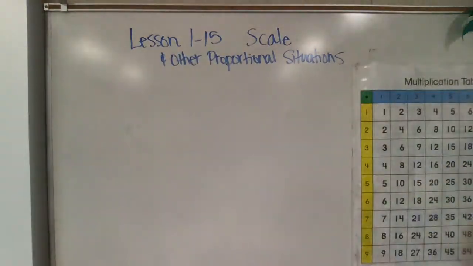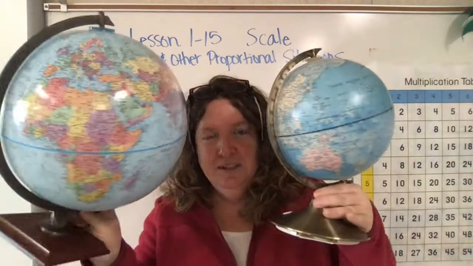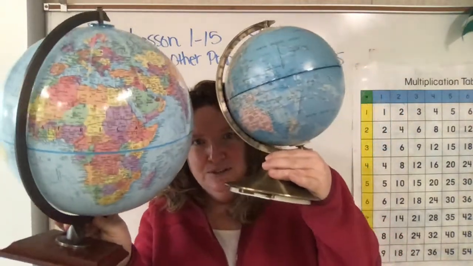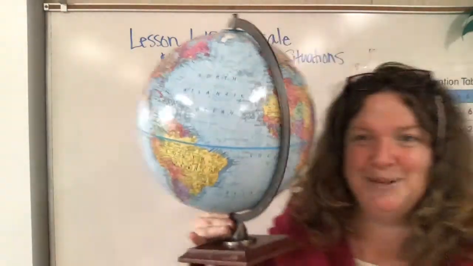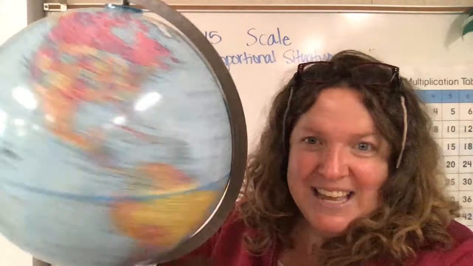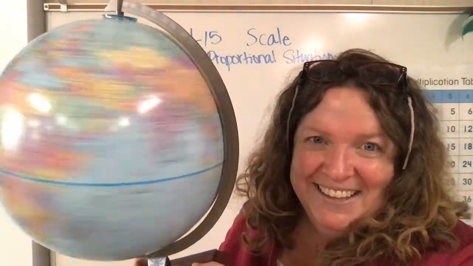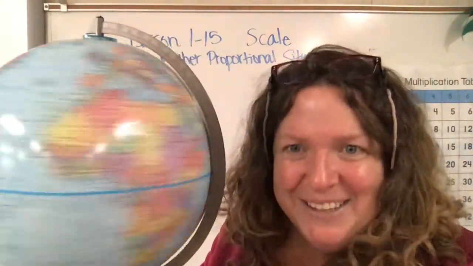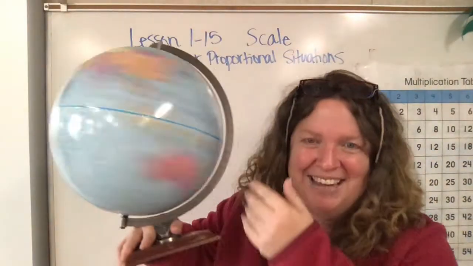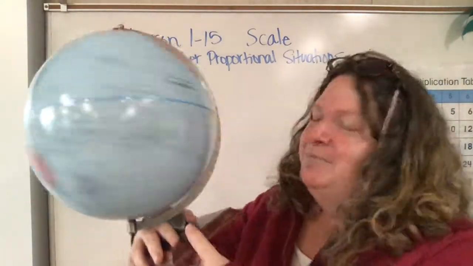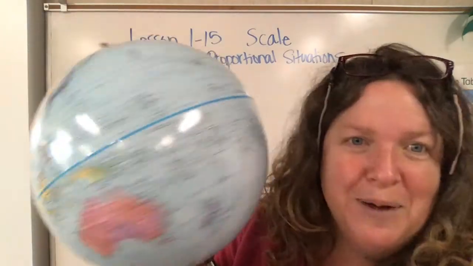Now, I've got another example. I have two globes. You can see they're different sizes. Now, a globe, by its very nature, is a scaled item. Why is this a scaled item already? Because it's a model of the Earth. Now, I certainly can't hold the Earth in my hand, although that'd be cool if I did. But this is already a model of the Earth.